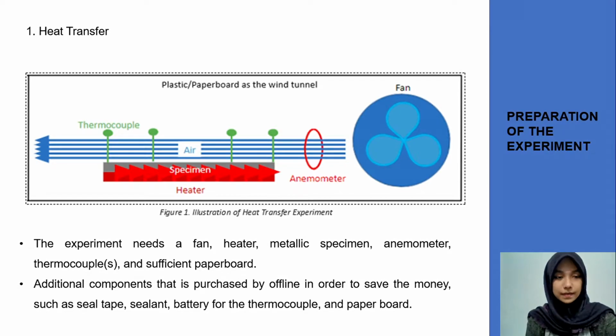The experiment design steps are: first, prepare all the needs. Second, build the wind tunnel using a paper board and set up everything as illustrated in the figure shown. Third, heat the specimen using a mini electric heater until the specified temperature. Fourth, turn on the fan and make sure that the flowing air hits the top surface of the specimen. Fifth, place an anemometer in the wind tunnel so it measures the velocity of the wind that comes out from the fan. And sixth, place the thermocouple at some points on the specimen and in the surroundings to measure the temperature. And the last is to record the data and analyze.